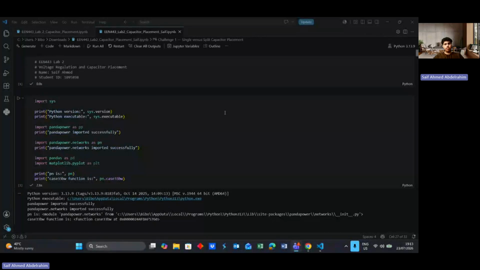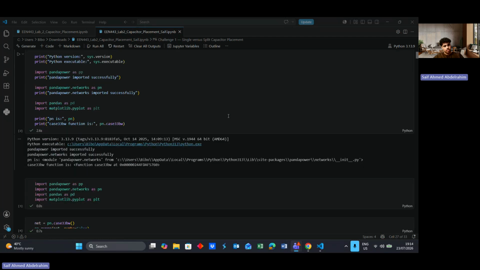My name is Saif Ahmed, and in this presentation, I will discuss Power Distribution Lab 2, which covers voltage regulation and capacitor placement using the IEEE 33 bus radial distribution feeder. The simulation was completed using Python and pandapower to study the voltage and feeder losses, and also the reactive power and the power factor.